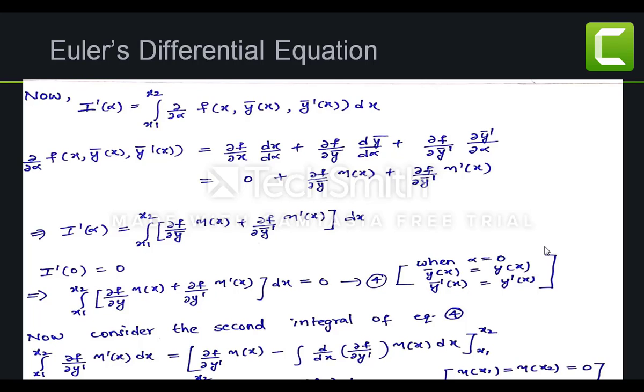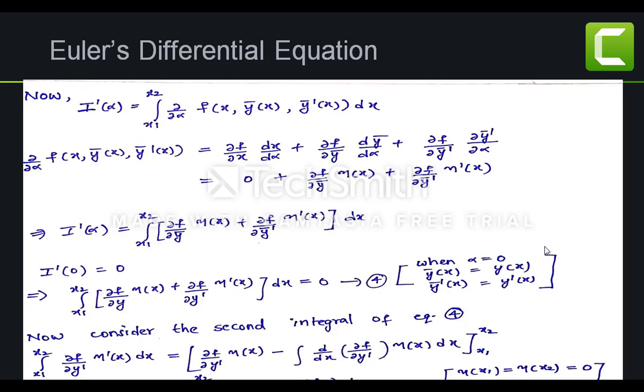Now we have the condition that I dash of 0 is 0. We apply this. So first we have to find the derivative I dash of alpha. Here f is a function of 3 variables, so we have to do a partial derivative: integral x1 to x2 dou by dou alpha of f of x, y bar, y bar dash dx. You can use the chain rule here.